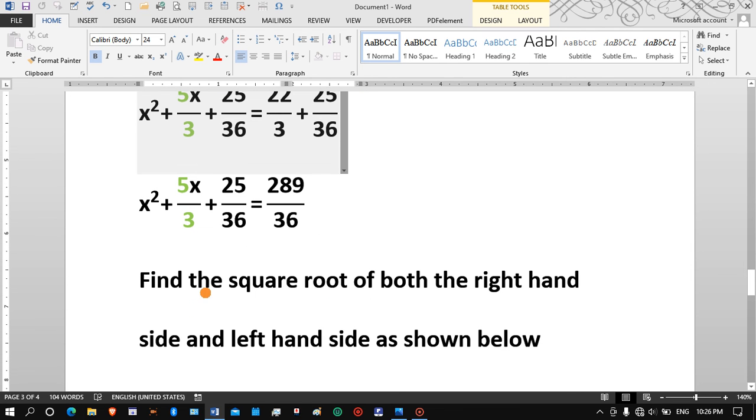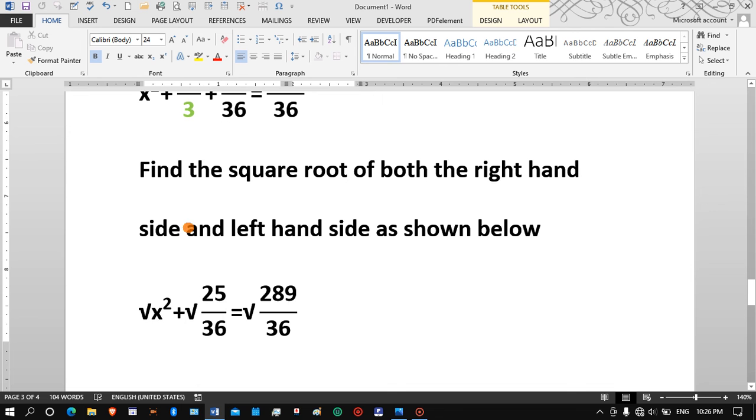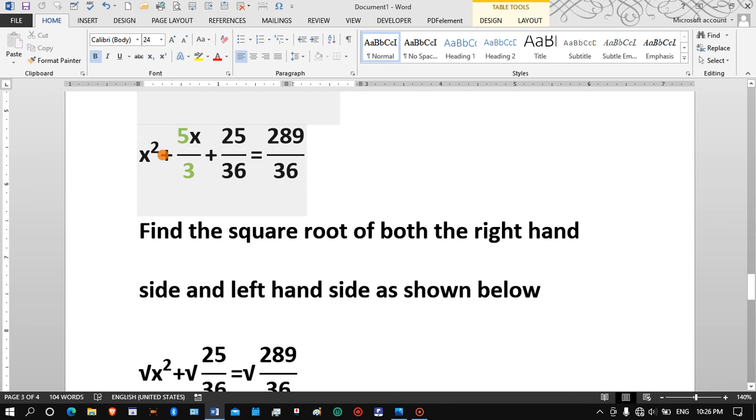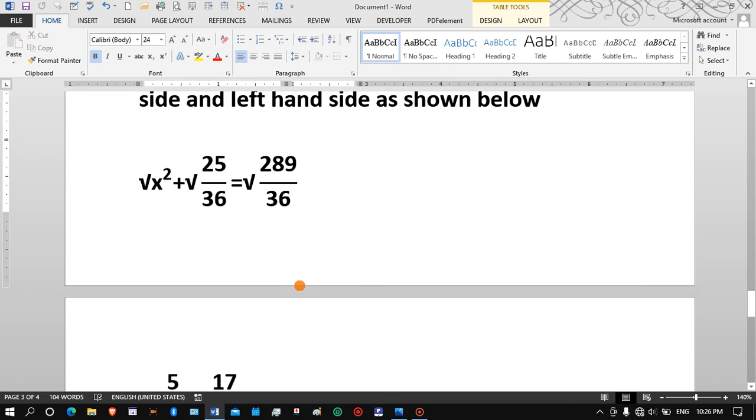Then for you to solve for x, you find the square root of both the right hand side and the left hand side of the equation as shown. So you forget about that 5 over 3, because once you get the square root of this and this, and you expand it, you get x squared plus 5 over 3 x plus 25 over 36. So there's no need of getting the square root of 5 over 3. Just get the square root of x squared and the square root of 25 over 36, and also the square root of 289 over 36.